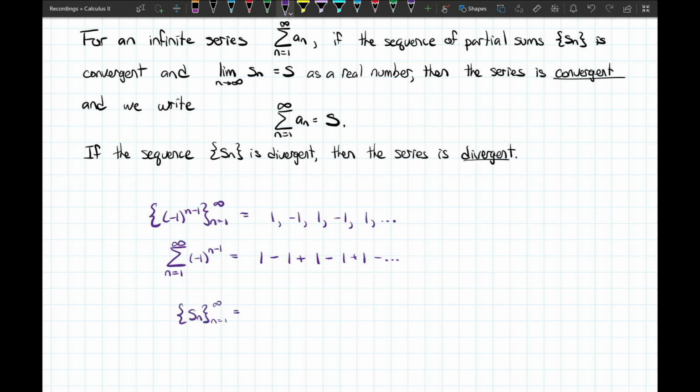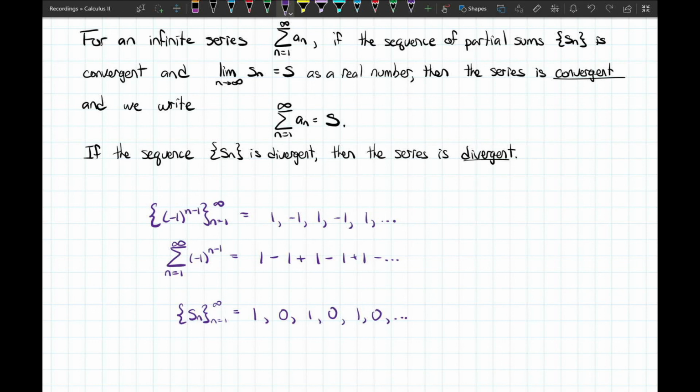Let's take a look at the first 4 or 5 partial sums. The sequence of partial sums would start off with the first partial sum, which is simply just 1. The second partial sum would be the sum of the first two terms, 1 minus 1, which is 0. The third partial sum, 1 minus 1 plus 1, which is 1. And the fourth partial sum, 1 minus 1 plus 1 minus 1, is 0. And so this sequence will continue to flip back and forth, 1, 0, 1, 0, 1, 0, forever.